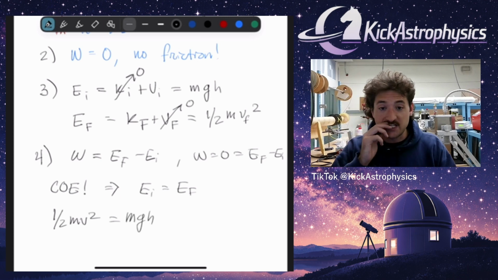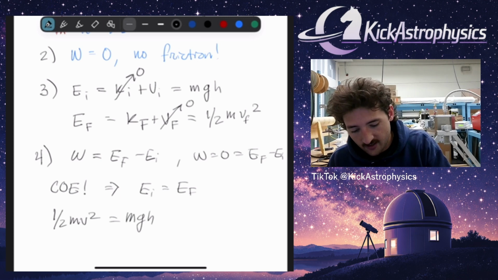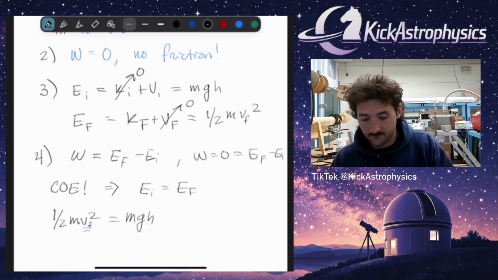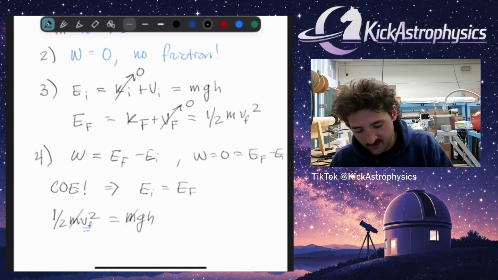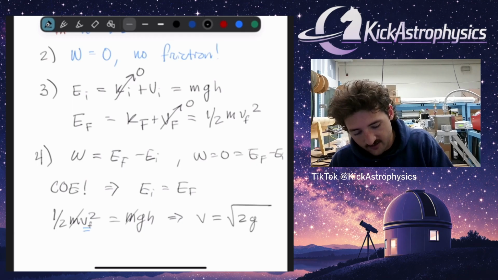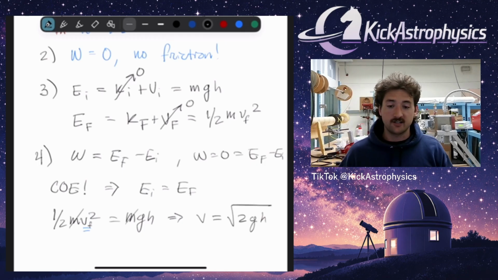And now we have an equation that we can use to determine the variable we're looking for, which is the final velocity of the block. So we can cancel these m's off of both sides. This 2 can go over to the other side, and we'll be left that the velocity will just be equal to the square root of 2gh, which is a very common answer. This is a very typical physics problem.